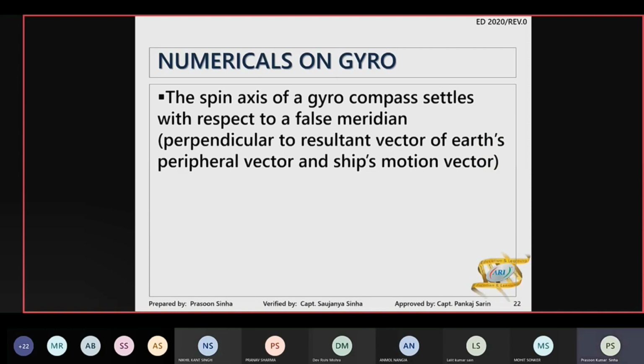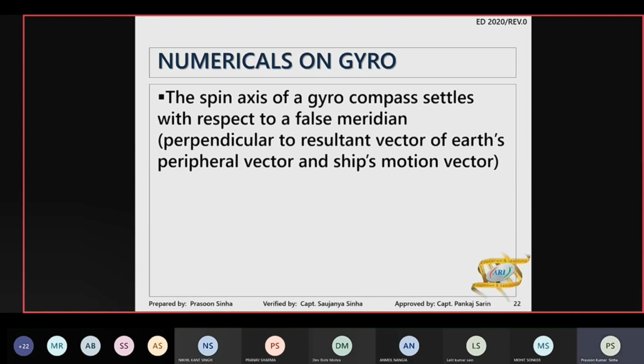that because of the motion of the earth and the motion of the ship combined together, we get a resultant motion, जो कि हम r से represent कर रहे थे अभी तक, और इसके perpendicular the spin axis is settling on a meridian which is false, not correct. Either it is slightly to the west or to the east depending on the course. So this is the normal case.